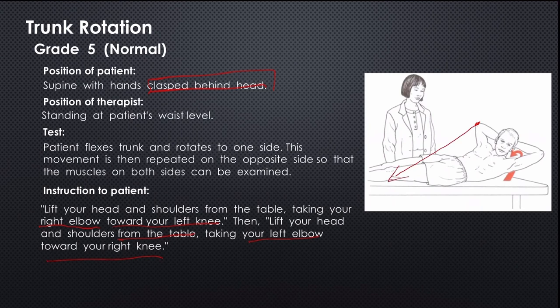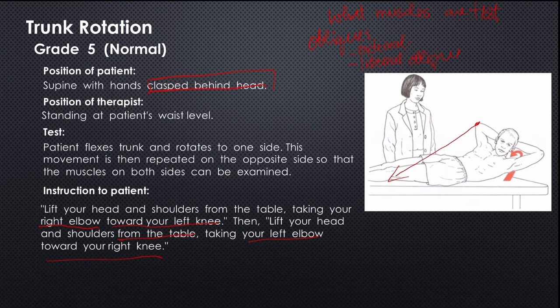So my question is, what muscles are tested here? Because you might be asked. There are two muscles that are being tested here. We call them your obliques. Oblique muscles. However, you have two obliques: external oblique and internal oblique.